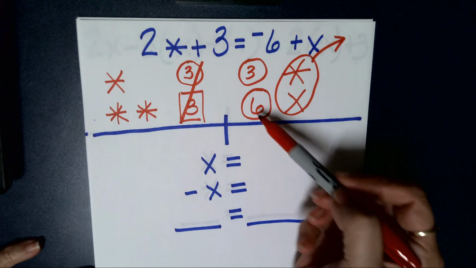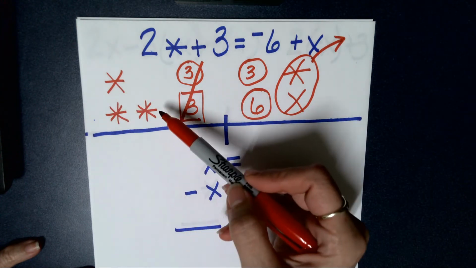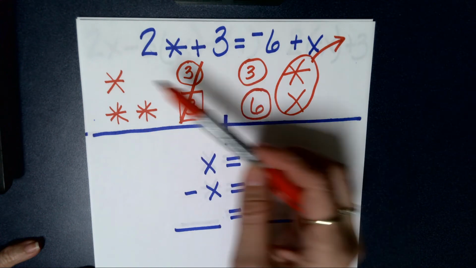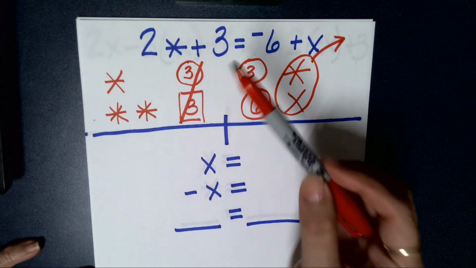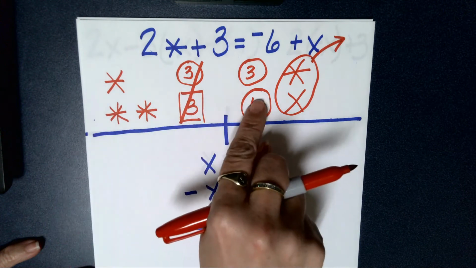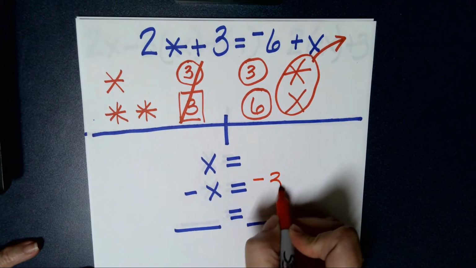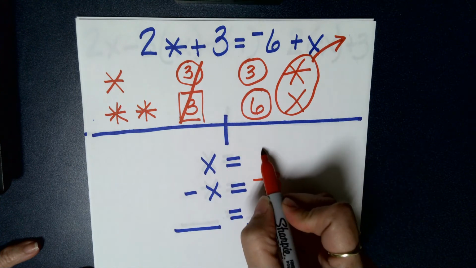Well, these are negative, so our number has to be negative. So I can count 2, 4, 6, that's not 9, 3, 6, 9, that is 9. So our star is going to have to be a negative 3, which makes our X a positive 3.